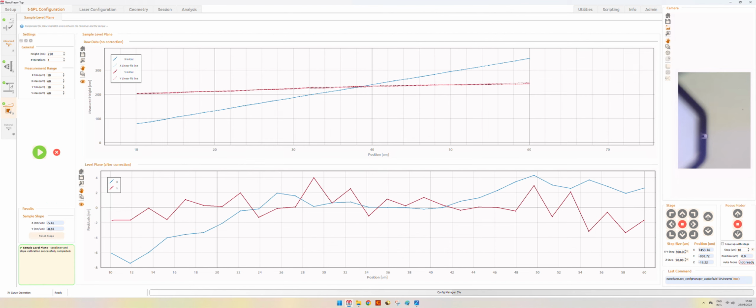So let's go to the sample level plane area. During the sample level plane, a series of approaches is performed along a single line in each of x and y axis between this given minimum and maximum values, and the height for each position is obtained. So this measures height in nanometers. Then the correction is obtained by fitting a line through the data of each axis and correcting later the displacement by the slope of this linear fit.